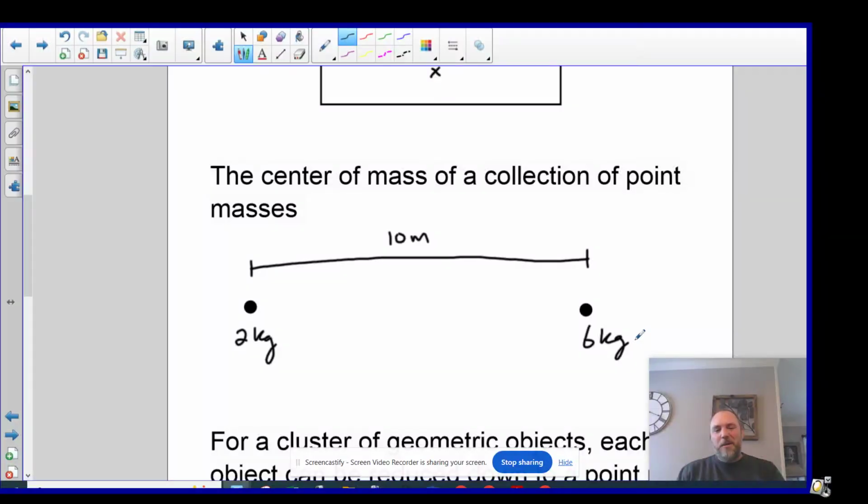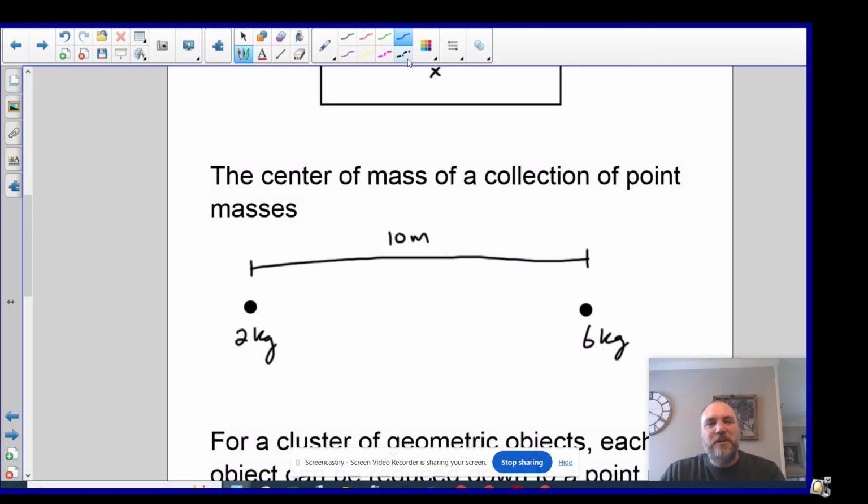Okay, so you probably have a hunch of where the center of mass is going to be. If it's a weighted average, it's not going to be right in the middle because the 6 kilogram is larger, right? So it's going to be shifted over to the right towards the 6 kilogram, but we can calculate exactly where that center of mass is.